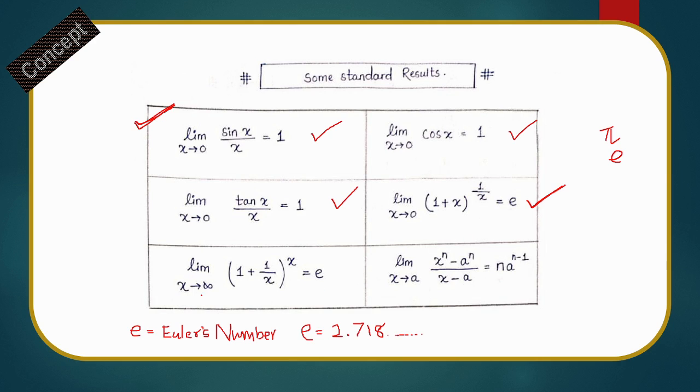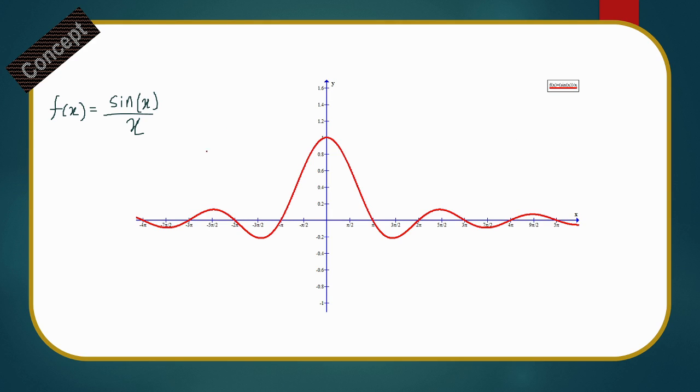So similarly, limit x tends to infinity, (1 plus 1 by x) to the power x equal to e. Similarly, limit x tends to a, (x to the power n minus a to the power n) divided by (x minus a) equal to n a to the power n minus 1. So these are some standard results. As I have asked, limit x tends to 0, tan x by x equal to dash. So the answer will be 1.